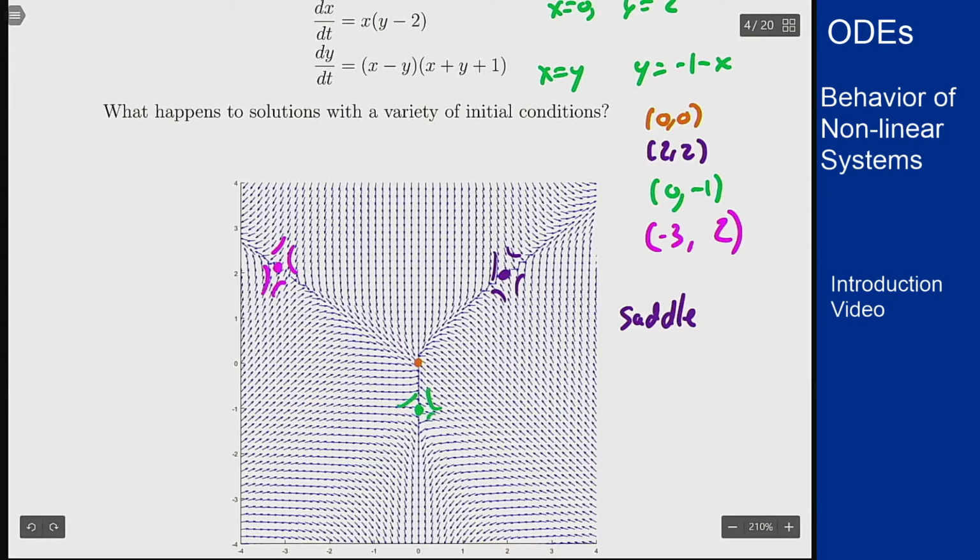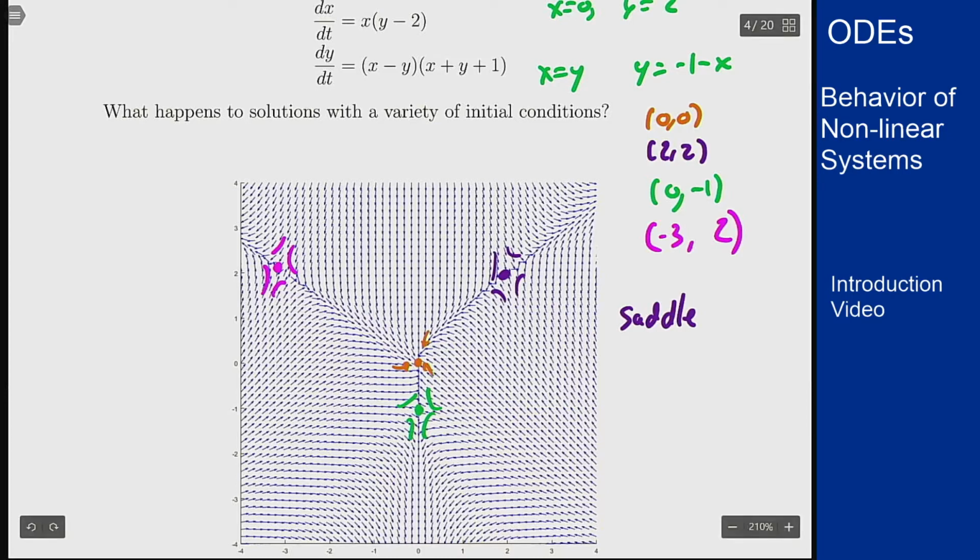Breaking away this way. And it looks like 0, 0 is a nodal sink because everything is sort of angling its way in somehow. You can determine this from the equation as well, but that's that. So here we have that 0, 0 is the only sink for this problem.